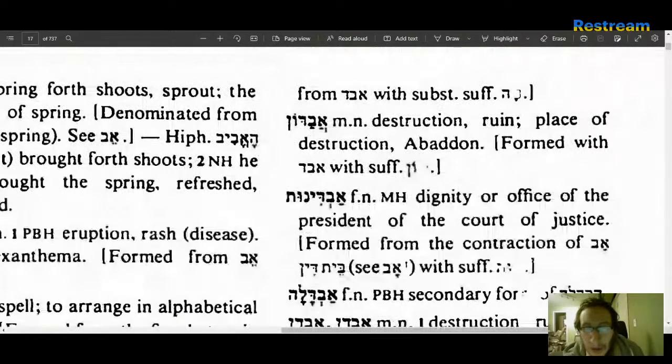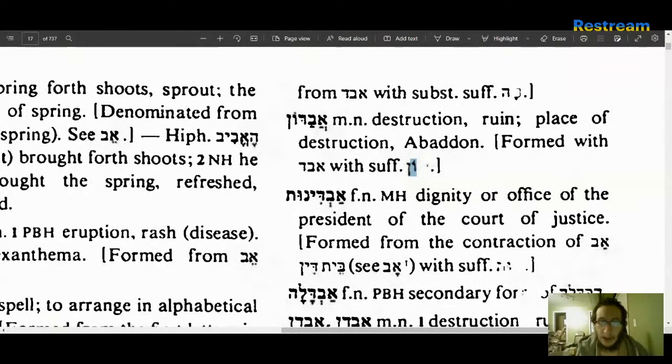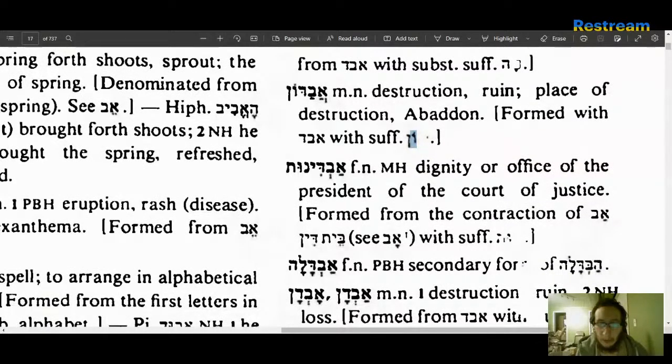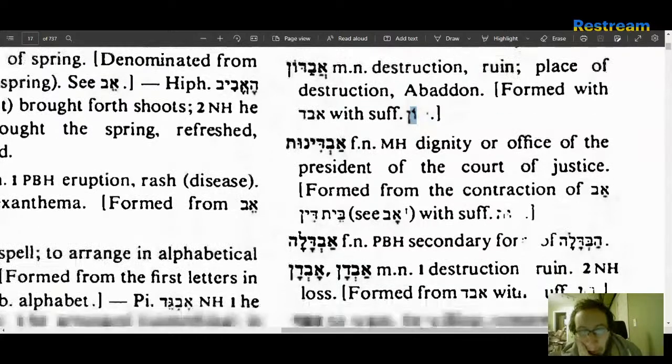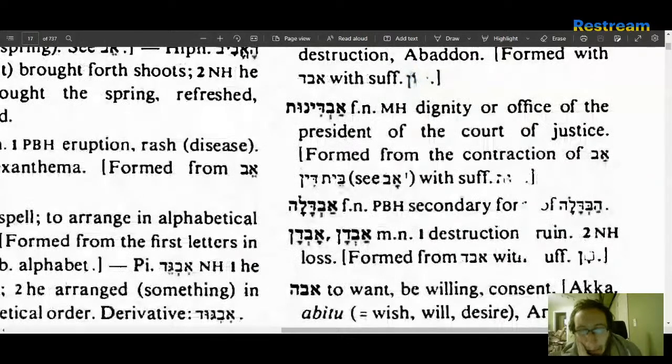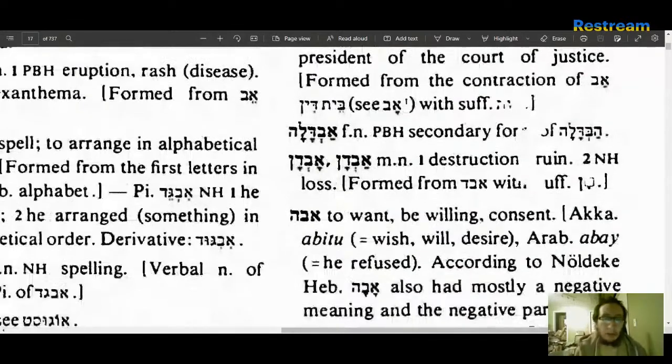Okay, Abaddon is destruction, the place of destruction. It's formed with the suffix waw nun. This is Abdinut. I think that's father of judgment or something. But Abdullah, I think that's like the Muslim thing. And then Abaddon, this is loss. Okay, so we'll stop there.